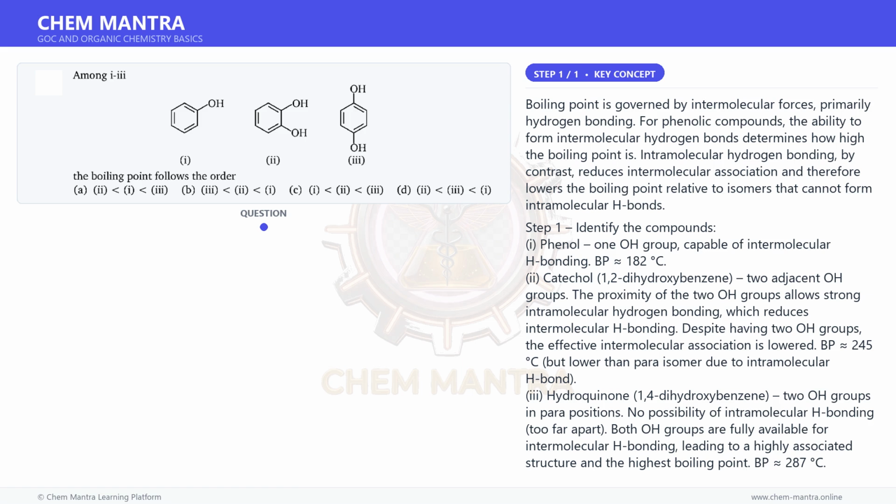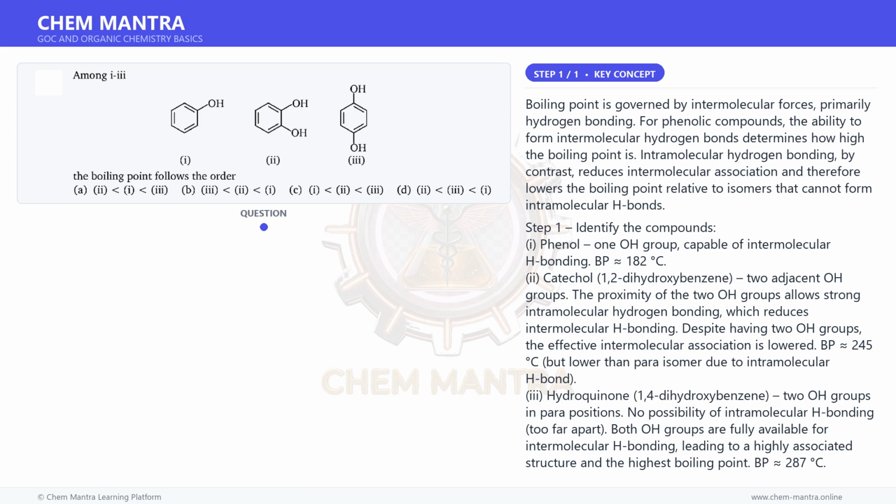Step 3. Order. 1, 2, 3 would seem logical at first, but the intramolecular H bonding in catechol, 2, actually makes its effective intermolecular H bonding less than might be expected. The key comparison here is between 2 and 3, hydroquinone, 3, and catechol, 2, because catechol uses 1 H bond intramolecularly, and phenol, 1, both diols. So the order is 1, 2, 3, but the given answer is A, 2, 1, 3. Step 4. Re-examining with answer A, 2, 1, 3.